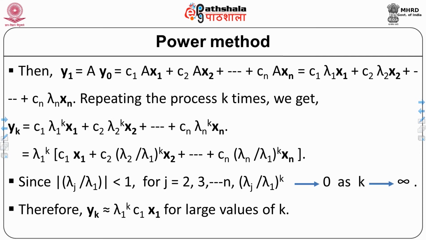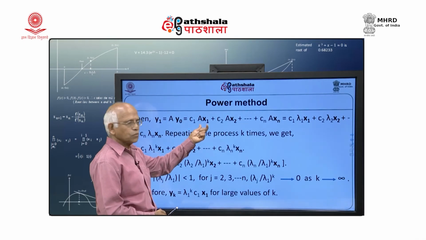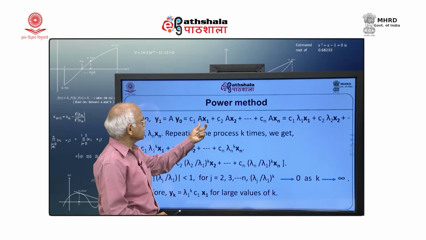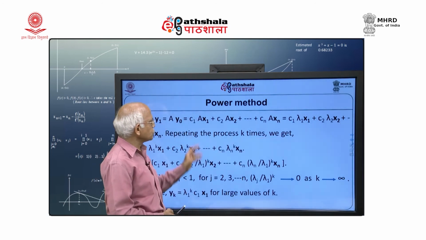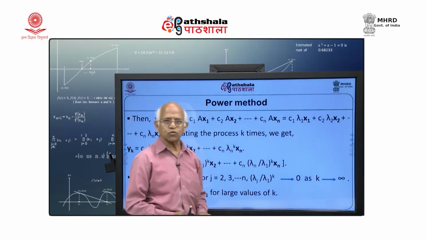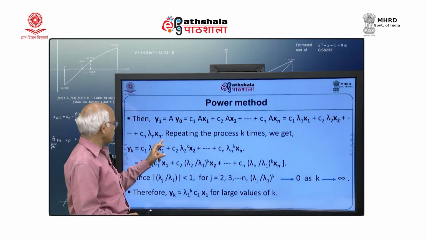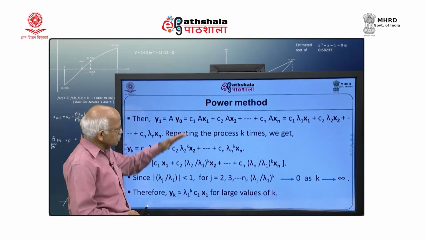And A x 1 bar, you know that because lambda 1 is an eigenvalue and x 1 bar is the corresponding eigenvector, A x 1 bar is the same as lambda 1 x 1 bar. Therefore, this will be equal to C 1 lambda 1 x 1 bar plus C 2 lambda 2 x 2 bar up to C n lambda n x n bar. And repeating this process k times.